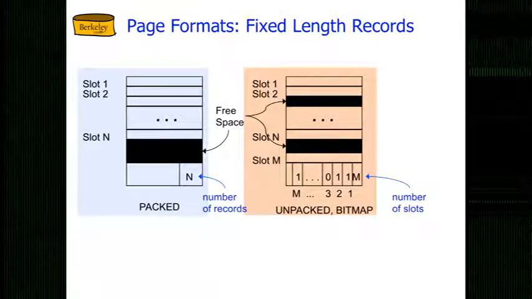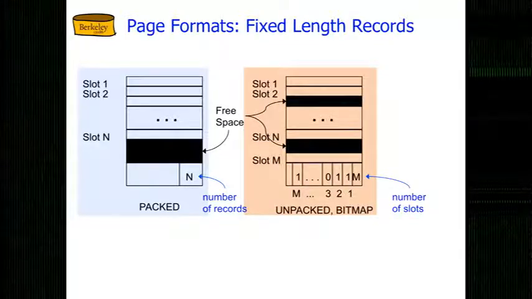And remember, the way this works is, at the end of the page, you have a bitmap that tells you all the possible places that one of these fixed width tuples could be. And it tells you which ones of them are free right now. And we like this better than keeping it packed because if we keep it unpacked, then the IDs of the records, which is to say what position they are on the page, can remain the same even in the face of deletion of other records.